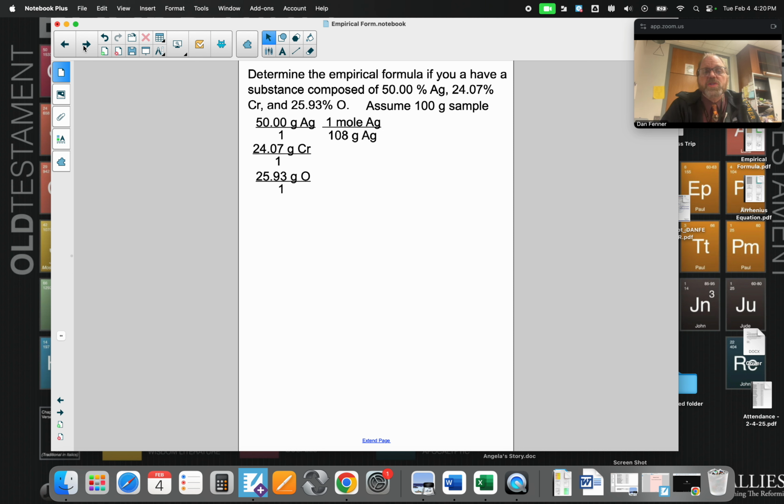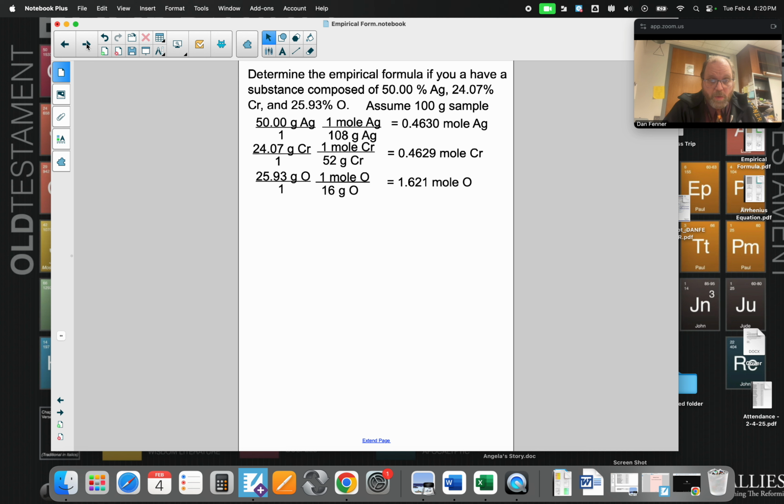If you look it up, you should get 108 grams for 1 mole of silver. We multiply that through, and we get 0.4630 moles of silver. Okay, chromium, 52 grams on the periodic chart. Take your calculator, take 24.07, divide by 52, to 4 sig figs. I get 0.4629 moles of chromium. And lastly, oxygen, 1 mole of oxygen is 16 grams. Again, it's not diatomic here. We're going to get 1.621 moles of oxygen.